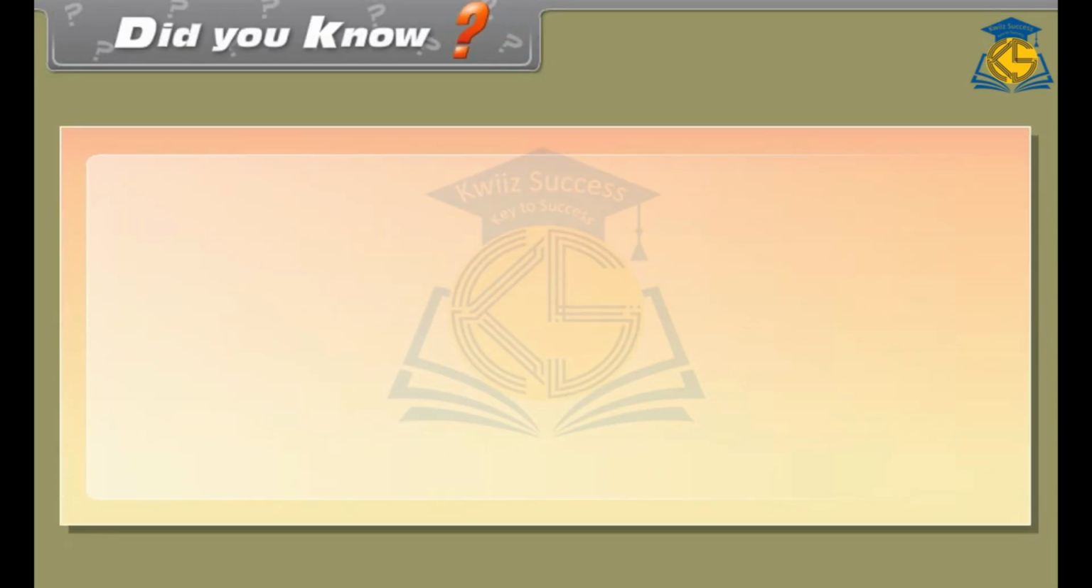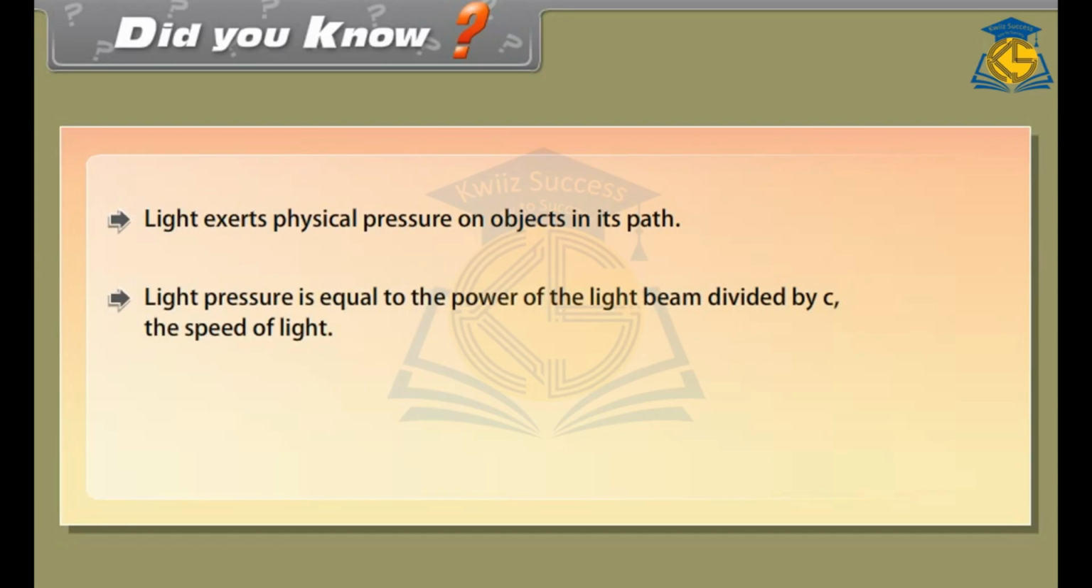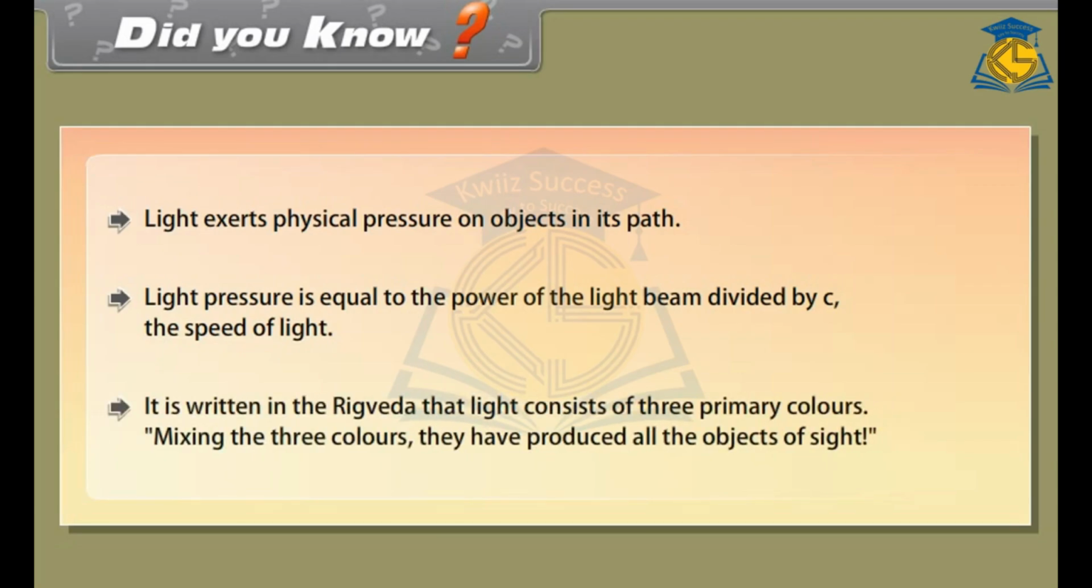Did you know light exerts physical pressure on objects in its path? Light pressure is equal to the power of light beam divided by c, the speed of light. It is written in the Rig Veda that light consists of three primary colors. Mixing the three colors, they have produced all the objects of sight.